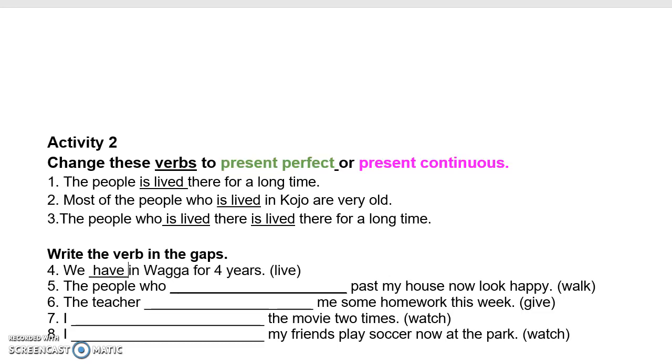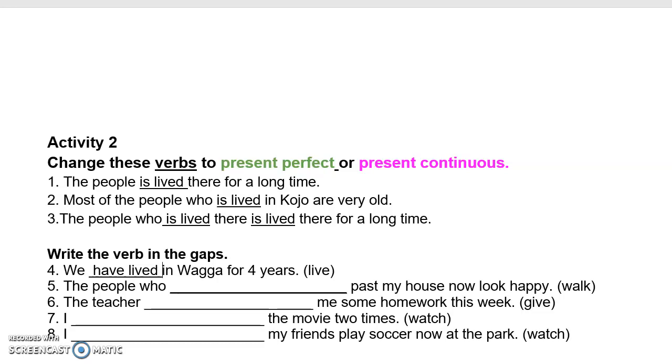We have lived. So the first verb is to have, the second verb is the past participle, that is the present perfect verb. So see if you can do number 5, 6, 7, and 8.